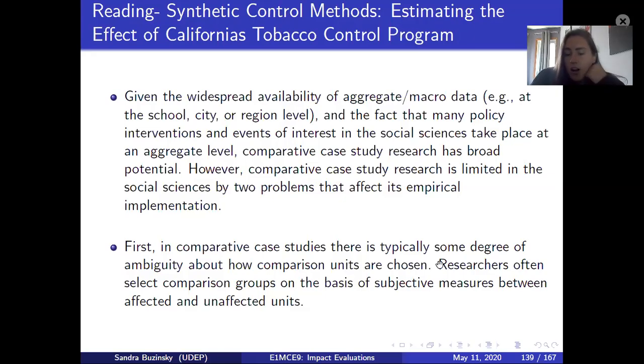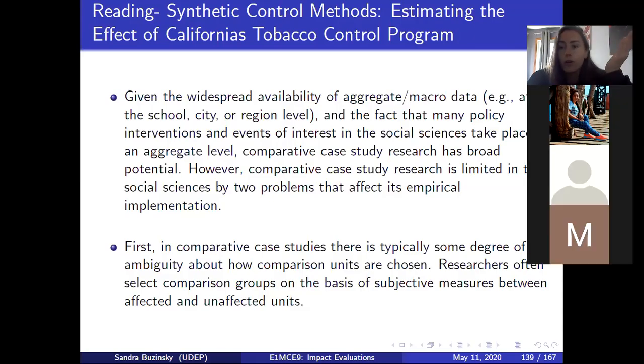So yeah, researchers often have in the past chosen comparison groups on the basis of subjective measures between affected and unaffected units. So, oh, well, these two states are really close to each other, so they probably have similar economic shocks. Well, that might not be true if one state is really heavy in one industry, whereas another state is concentrated in another industry. So there could be different types of shocks that affect them differently. So it might not just be enough to say that, well, they're close to each other, so they're the same.